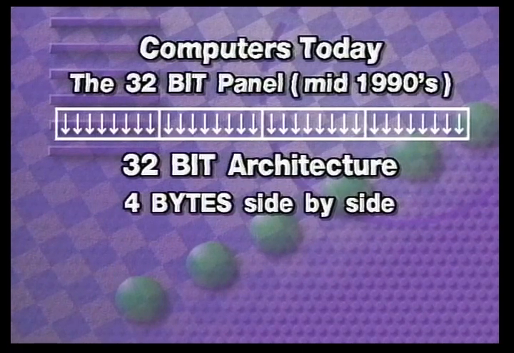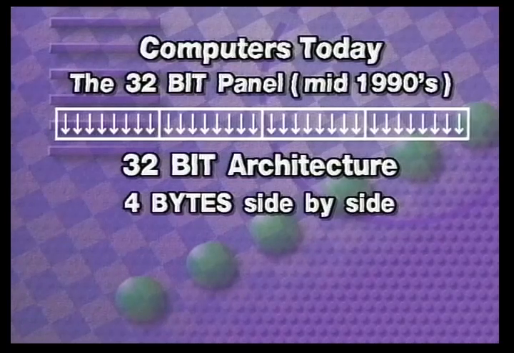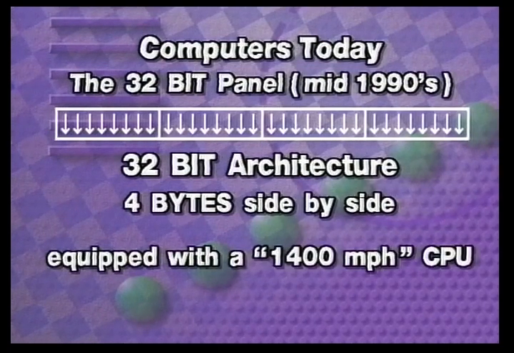1, 2, 3, 4, 5, 6, 7, 8. Big highway. The speed, instead of being 70 miles an hour, it's not 700 miles per hour. More like 1,400 miles per hour.